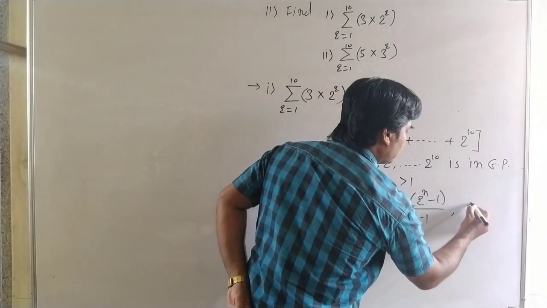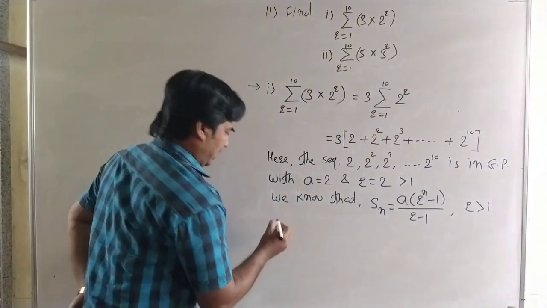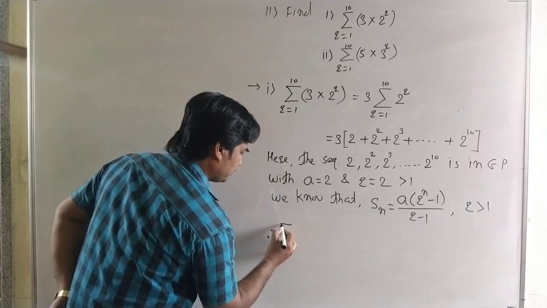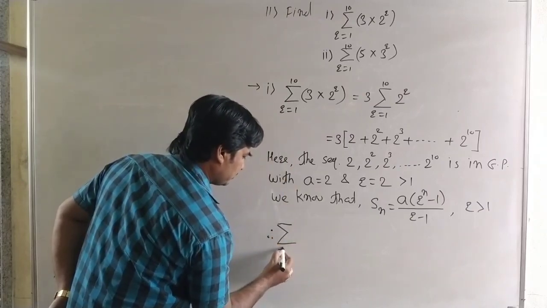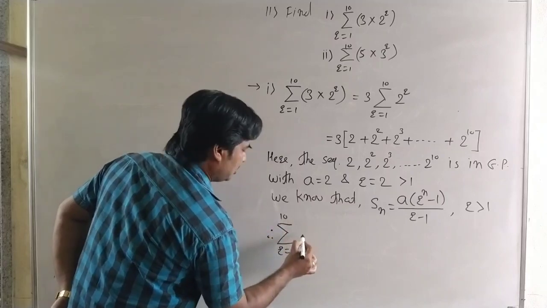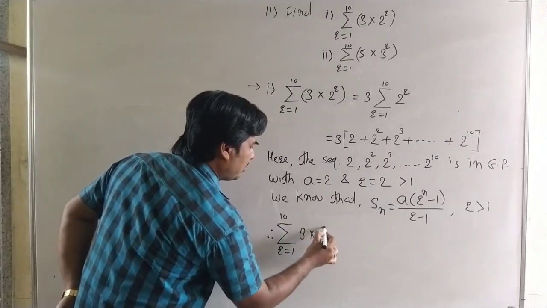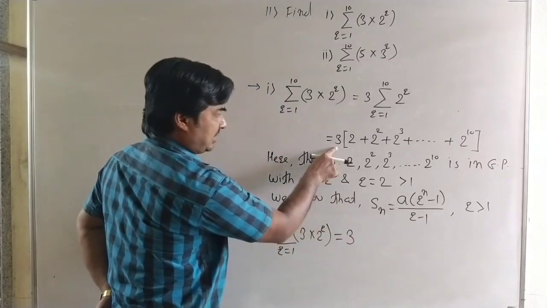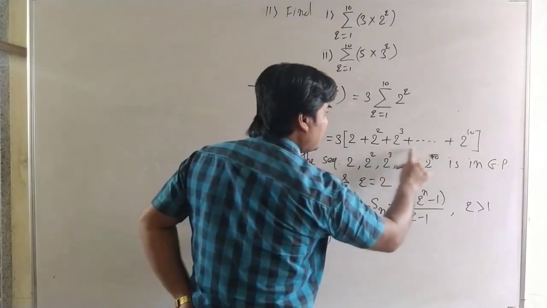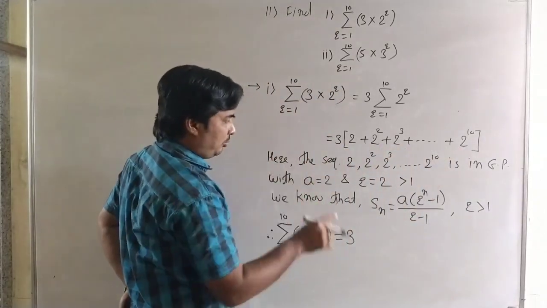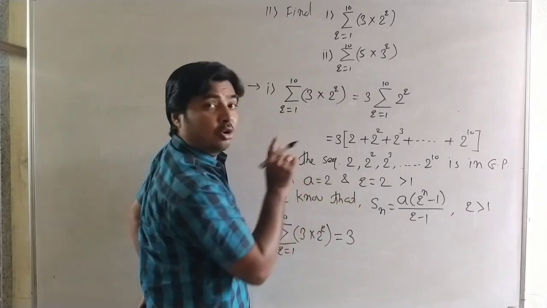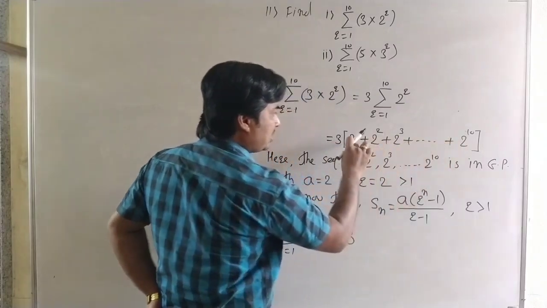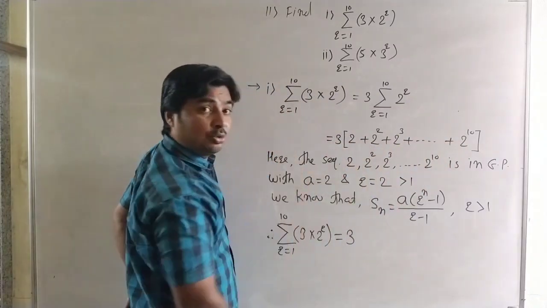It is a formula for r greater than 1, and therefore this sum, three into 2 to the power r, can be written as 3 as it is. Here it is a sum of the 10 terms which are in a geometric progression with first term 2 and common ratio 2, and the sum is S10 with a equal to 2 and r equal to 2.